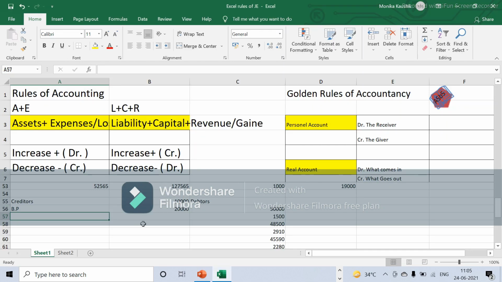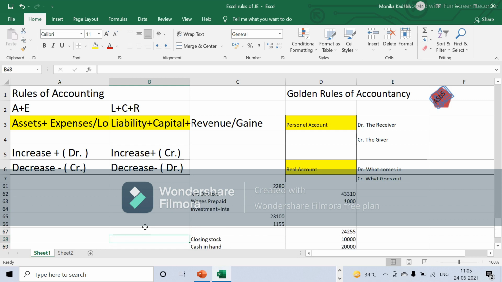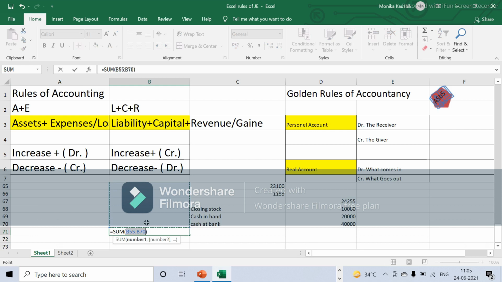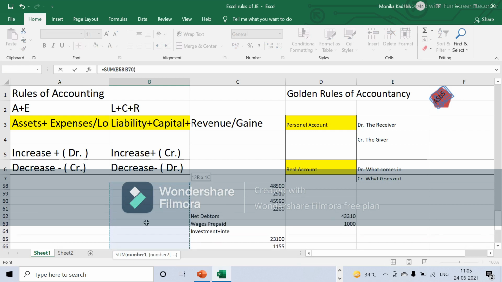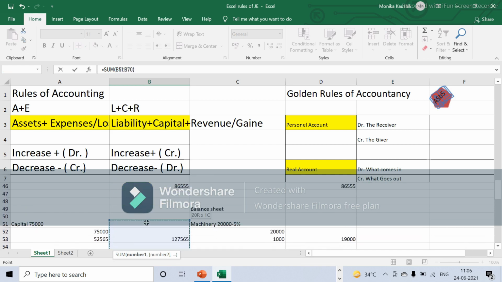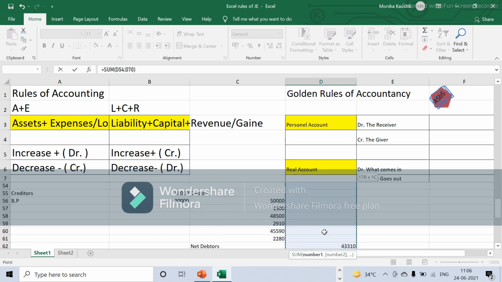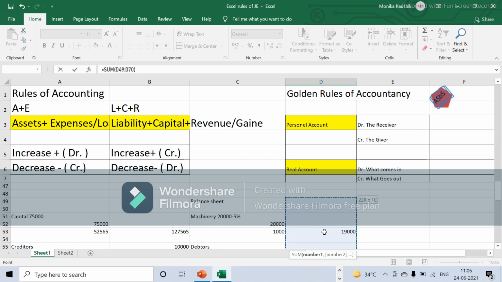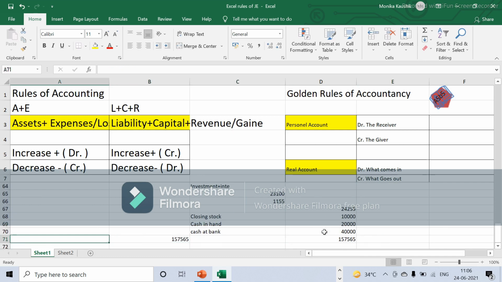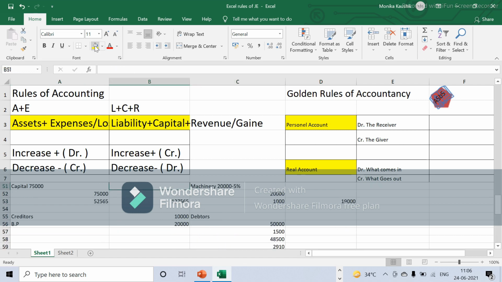So everything is done now. Now let's add it up. All should be the same if my balance sheet is matching or correct. So that's it. From here I have started, and now the total of this is, so both left and right sides are matching, debit and credit both are matching. It means our balance sheet is matching. So the balance sheet is also done now.